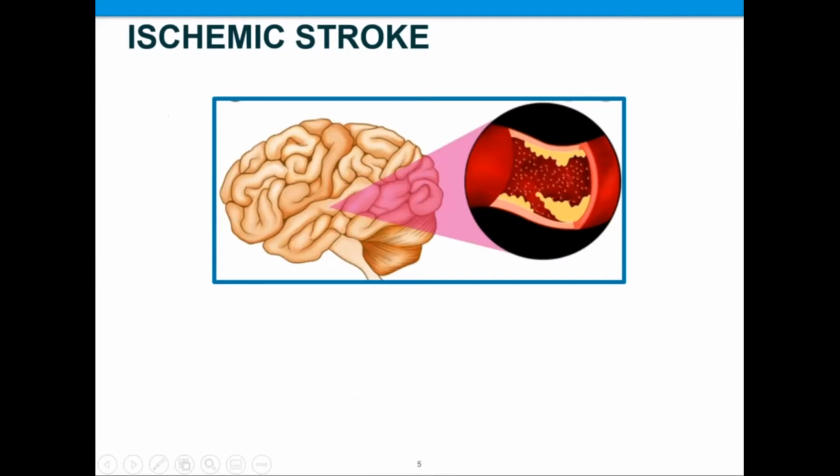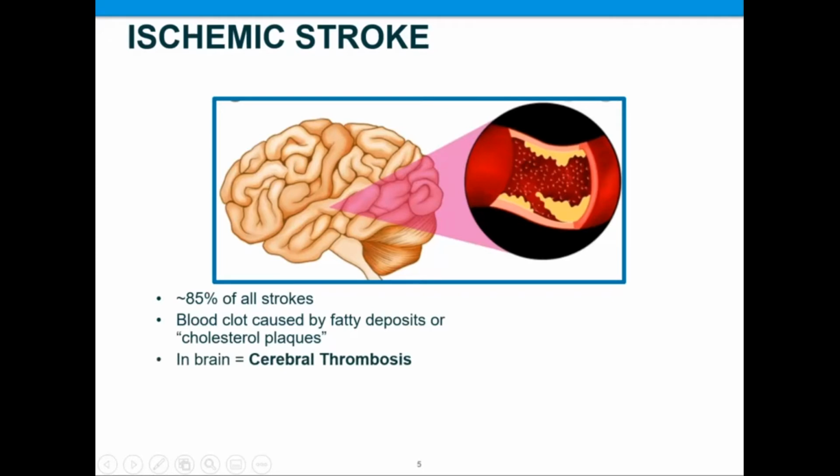The most common type of stroke is called an ischemic stroke, which accounts for about 85% of all strokes. An ischemic stroke occurs when a blood clot caused by fatty deposits or cholesterol plaques interrupts the blood flow to the brain. If it happens in one of the major arteries leading to the brain, such as the middle cerebral artery, this is called a cerebral thrombosis. Clots can also form in other parts of the body and travel to the brain. When that happens, it's referred to as a cerebral embolism.